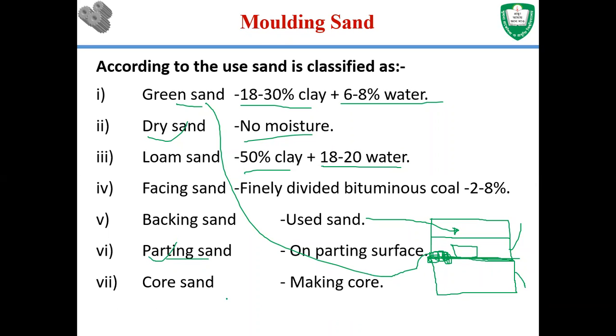Then core sand: for making cores you use the sand that you use to produce the core. And the system sand is called machine sand. In the case of machine molding, you use the system sand. All the sands that are being used for the molding together is called the system sand, in the case of automatic sand molding techniques. Okay, any question here?